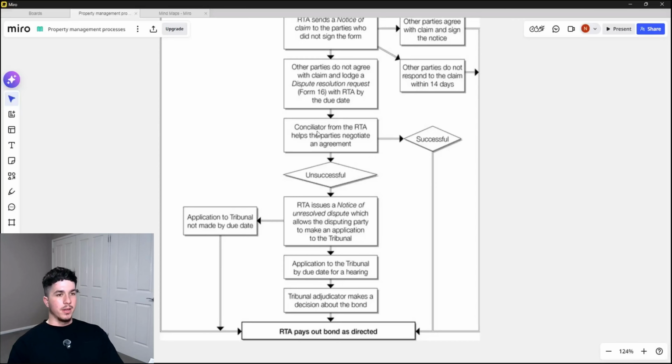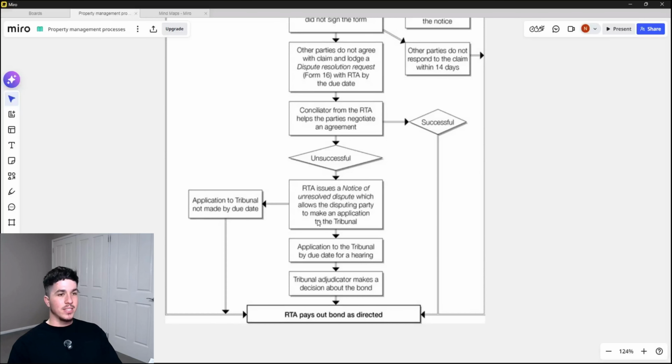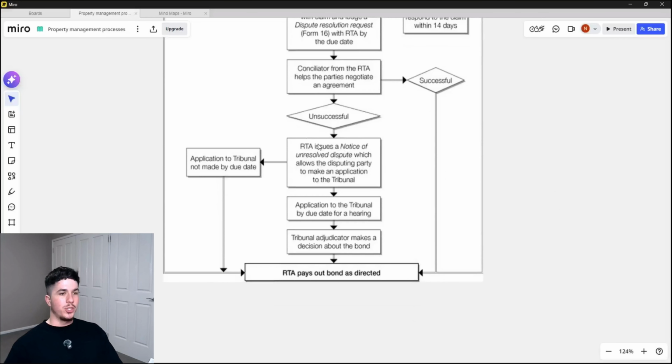Let's say that it is unsuccessful. The tenant says, well, I'm not paying $1,000 rent. And we say, well, you have to pay $1,000 rent because it is rent and you are obligated to pay it. The mediator cannot do anything. So they mark it as an unsuccessful resolution, and the RTA issues a notice of unresolved dispute.